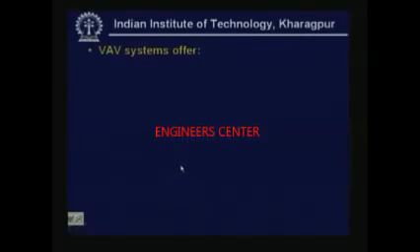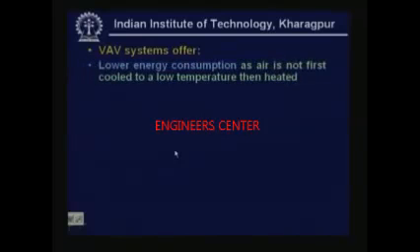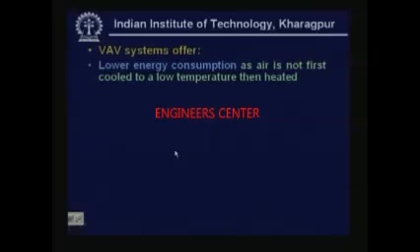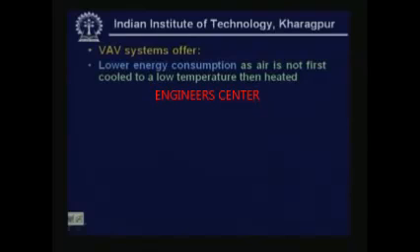Variable air volume systems offer the following features: lower energy consumption as air is not first cooled to a low temperature and then heated. So, unlike in reheat systems, where we have cooled the air very much, to a very low temperature, and then we have heated it. So, as I said, we are losing energy at two places, first for cooling and then for heating. So, this problem is not there in variable air volume systems. In variable air volume systems, we are not cooling and heating, we are only cooling. Then we are controlling the capacity by controlling the volumetric flow rate. So, thereby you do not have any reheat coils here.